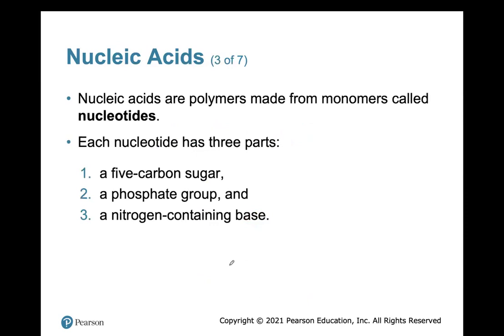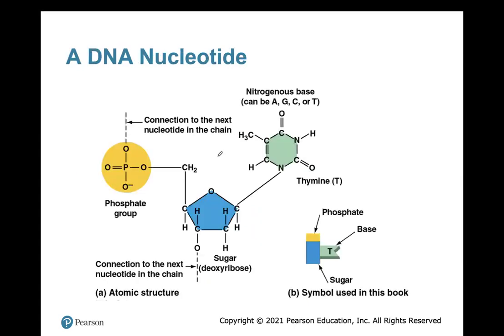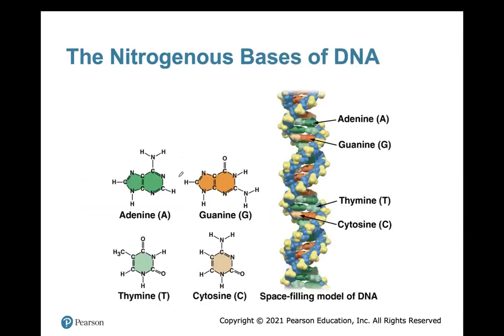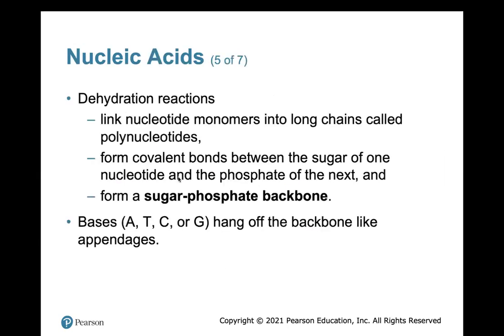Nucleic acids are polymers made from monomers called nucleotides, and these are the 3 main parts of a nucleotide, as shown here. Here's a DNA nucleotide. These are the main nitrogenous bases, adenine, guanine, thymine, or cytosine. And those are the nitrogenous bases that make up DNA. And I think that's all we'll cover for this chapter.